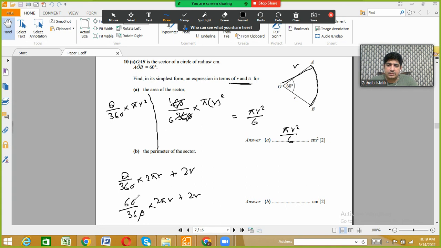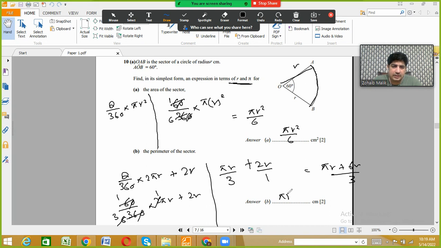So this is 6 0 0, 6 1 are 6 and 6 6 are 36. So this is 2 1 are 2, 2 3 are 6. So it becomes pi r over 3 plus 2r. This is the answer. Or if you want to simplify it more, I will recommend to simplify it. This will become pi r plus 6r over 3. So pi r plus 6r over 3 is the final answer.